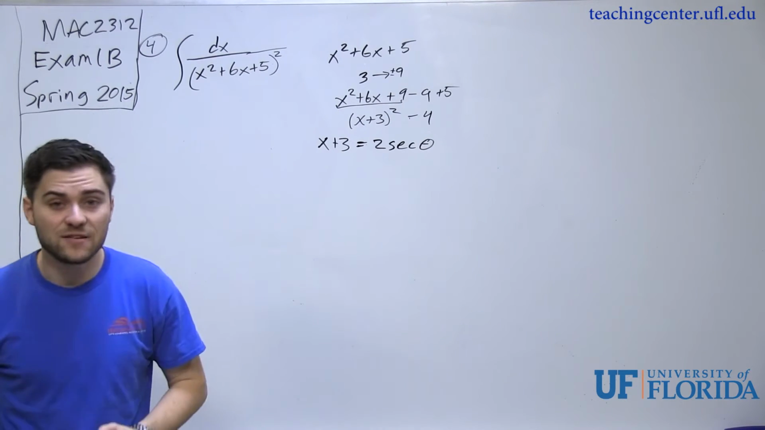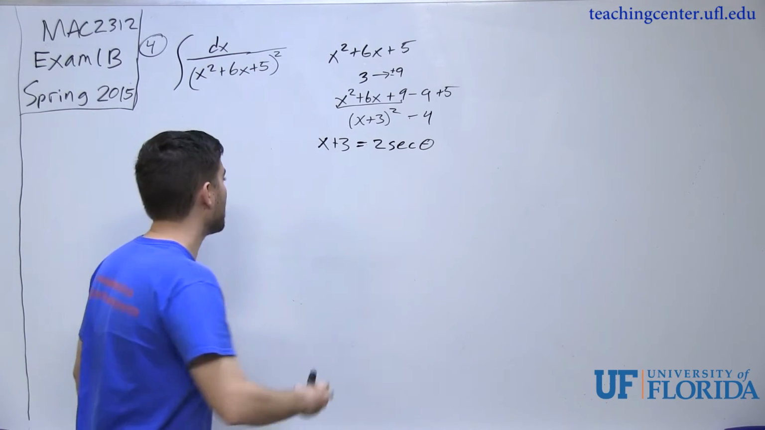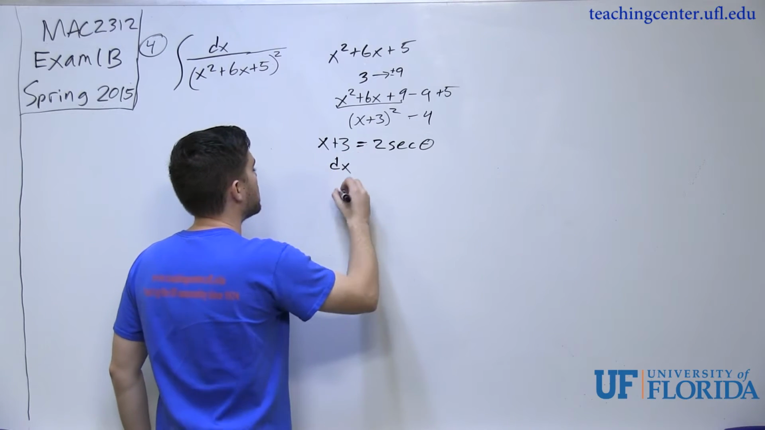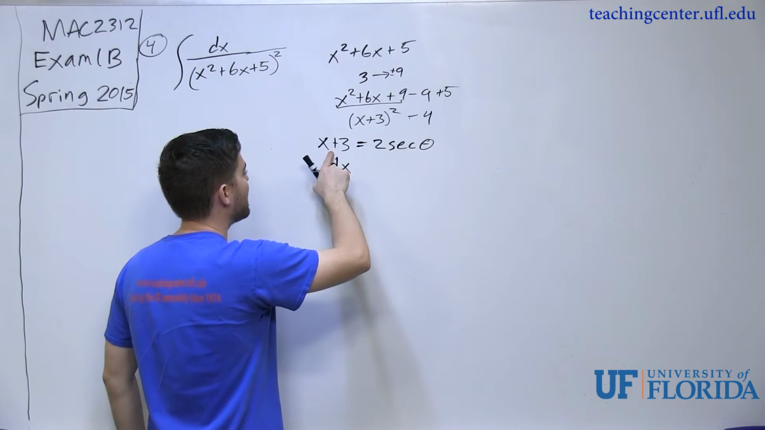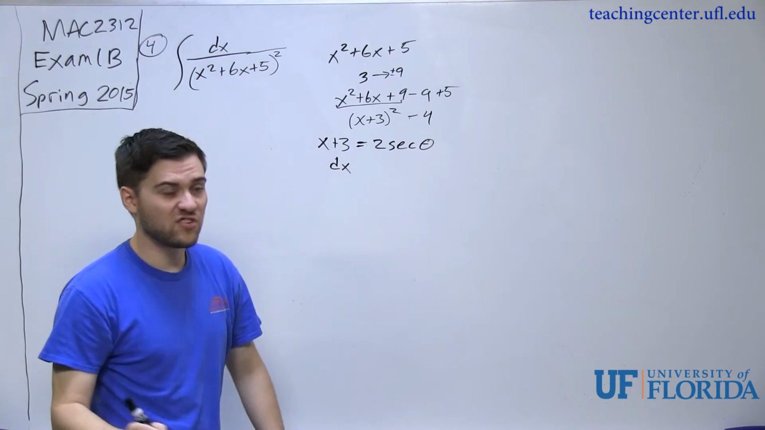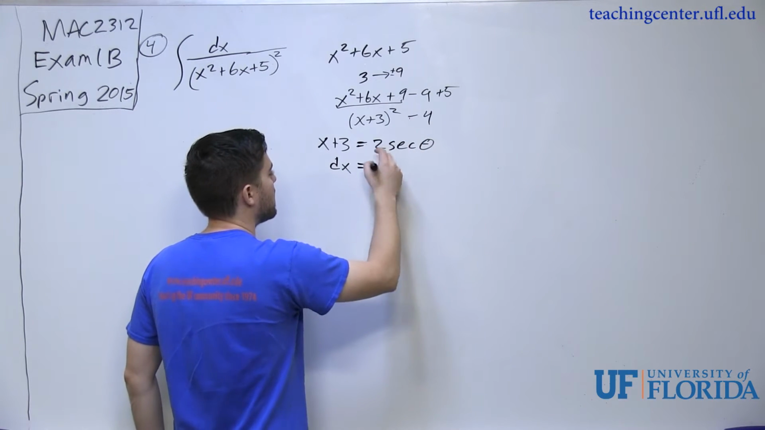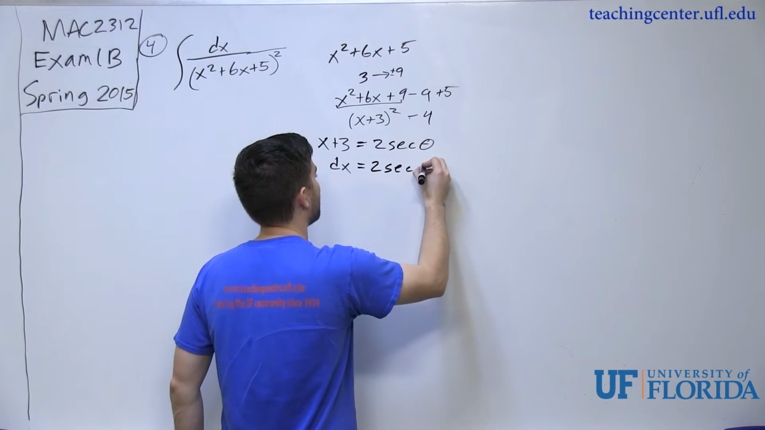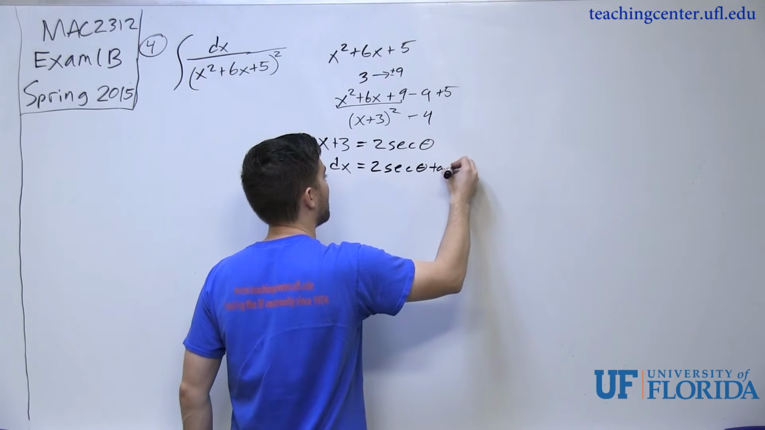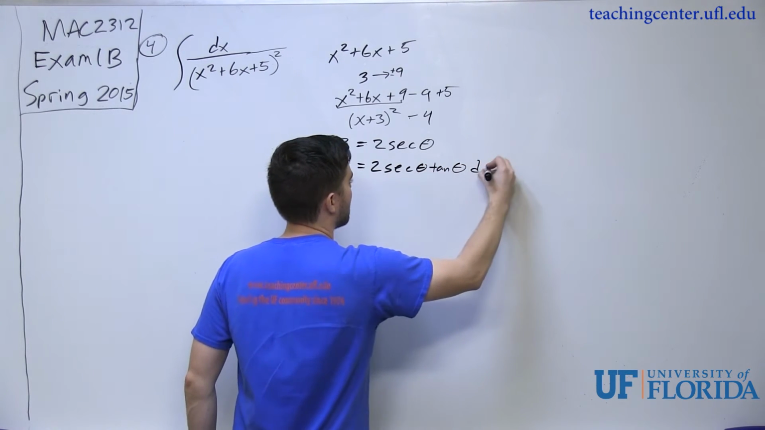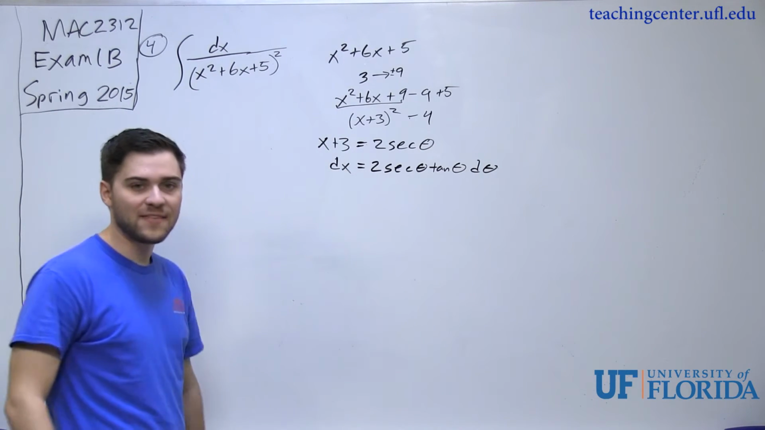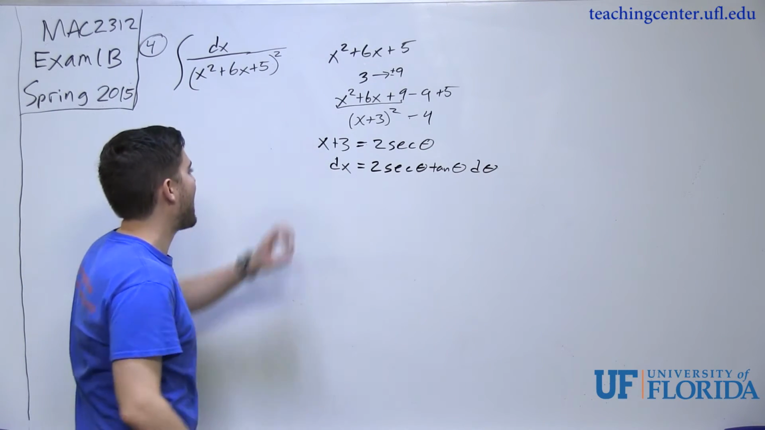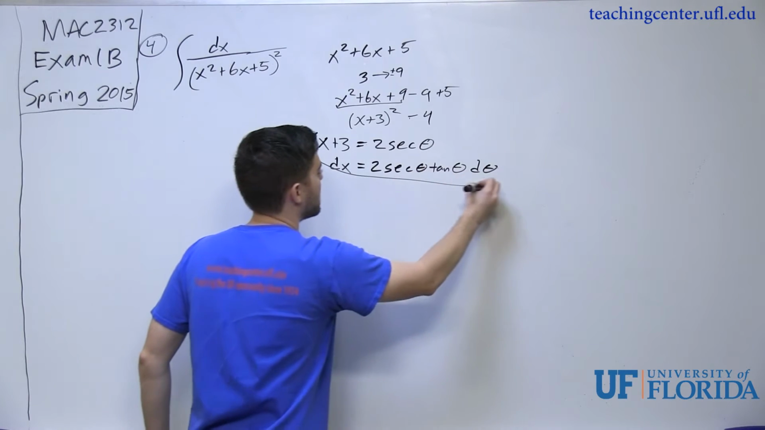Now, the other thing I need to find, and don't forget about this term up here, is my dx. So to do that, I'm going to differentiate both sides. x plus 3 differentiated is just dx. And that's equal to, when I differentiate this term, 2 secant theta tan theta, and I also have a d theta out there. We don't want to forget that term. So now I have my substitution ready to go.